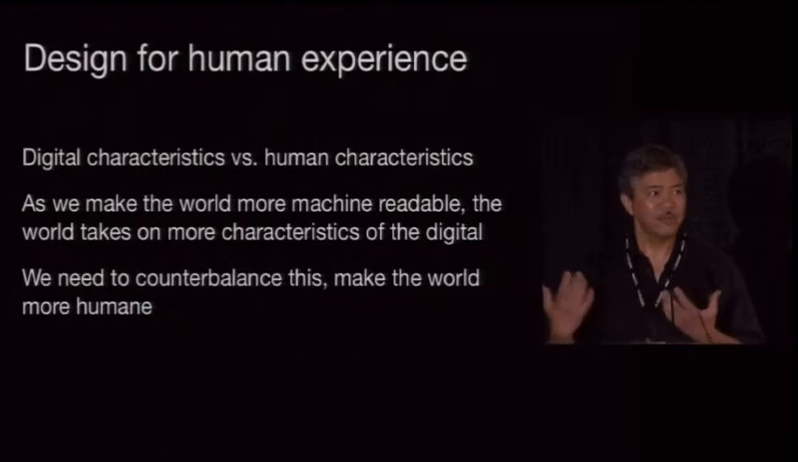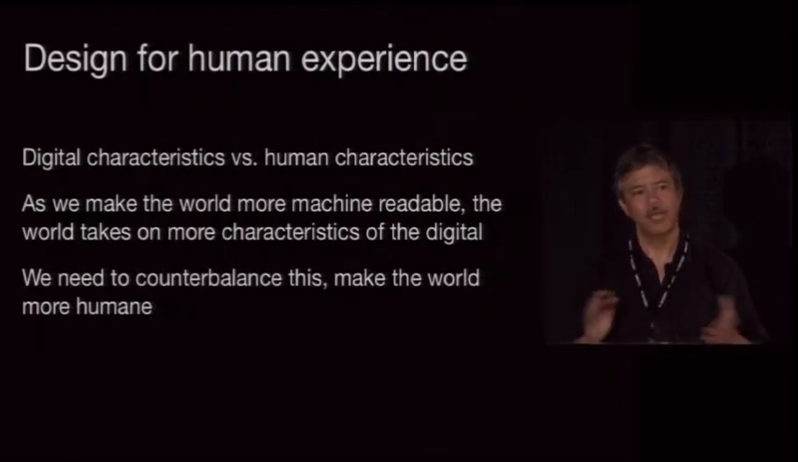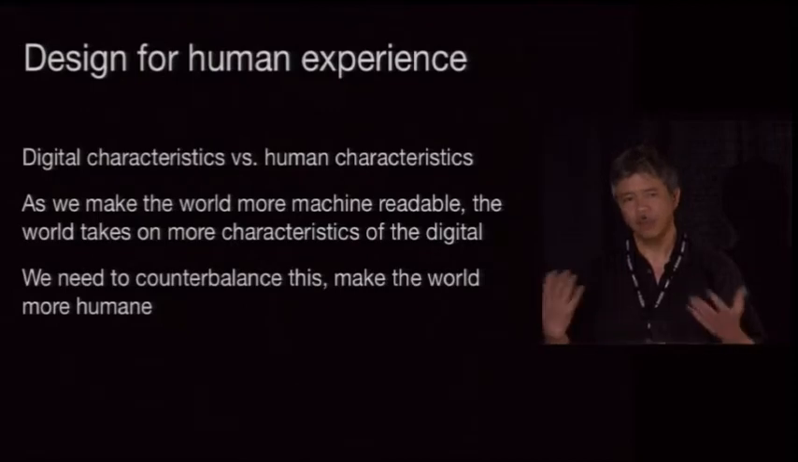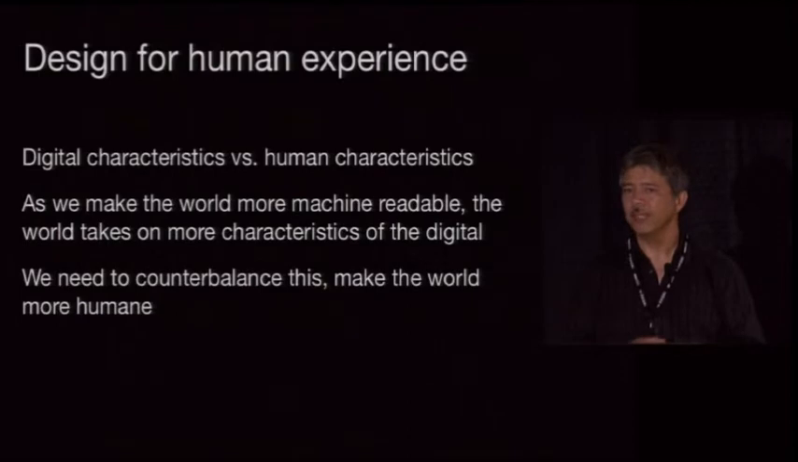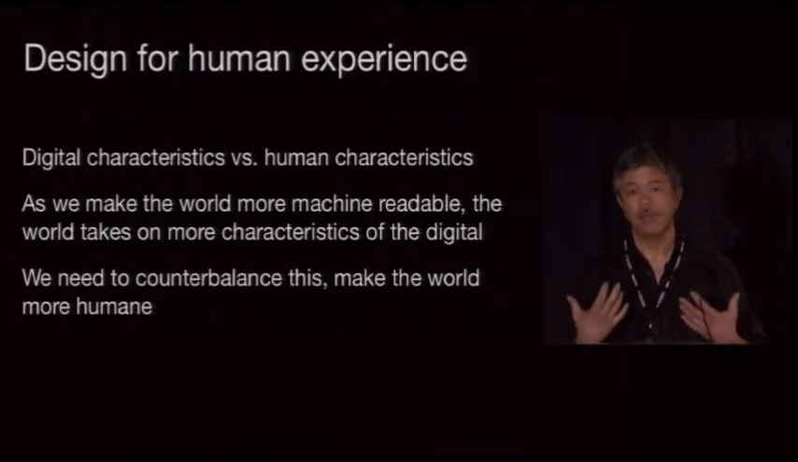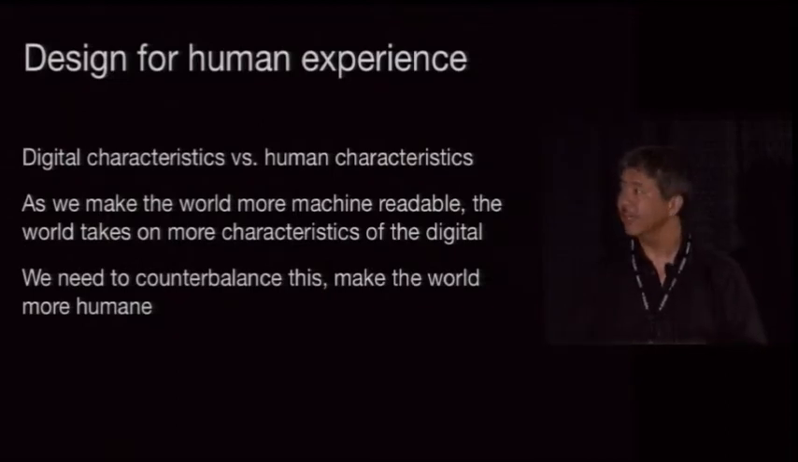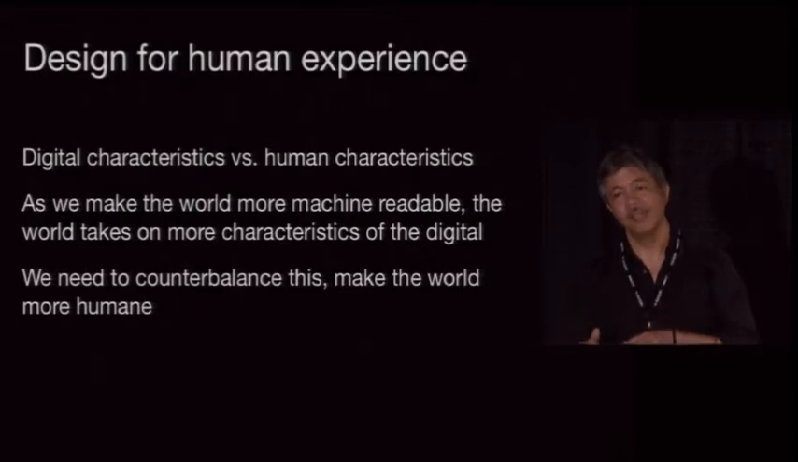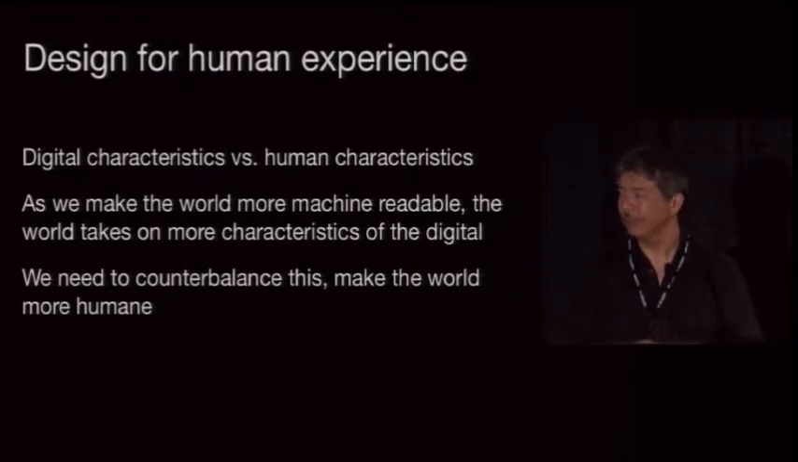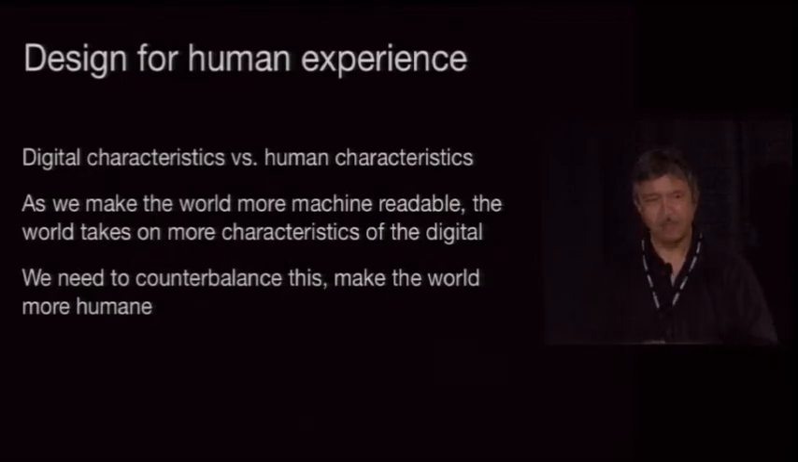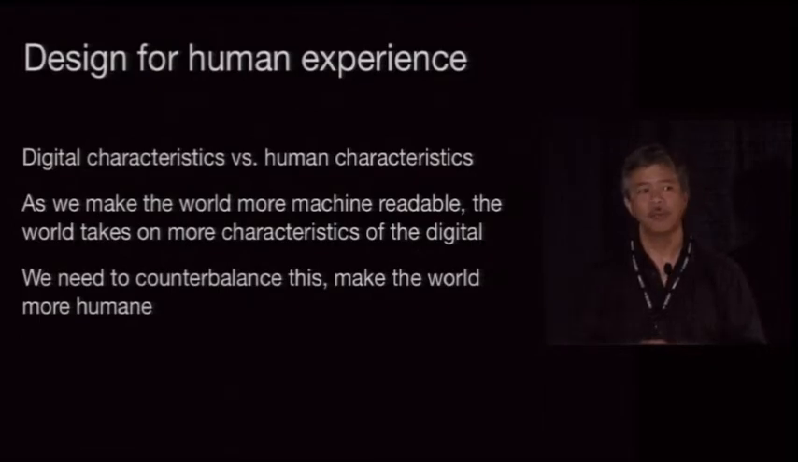And as humans, of course, we have other characteristics. We're fuzzy. We're not so precise necessarily. We have emotions. We have feelings. We're not consistent. We forget. And those human characteristics, which I think we all understand are important but maybe also take for granted because we're adults, are the things that are not getting designed into the systems and therefore not getting designed into the world today. So fundamentally, my statement here is we need to counterbalance this and we need to make the world more humane, not just more machine readable.